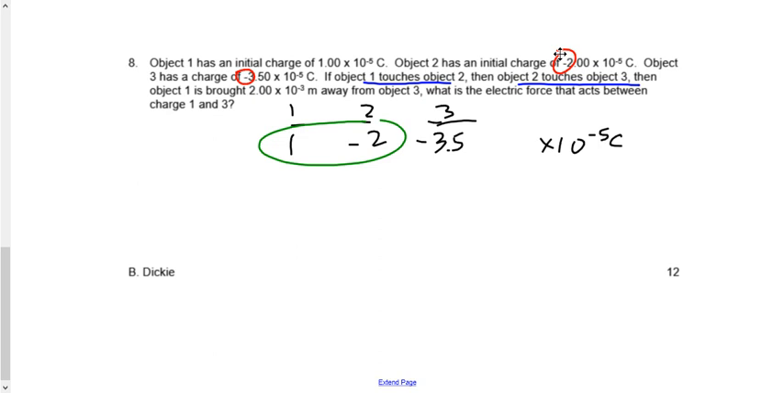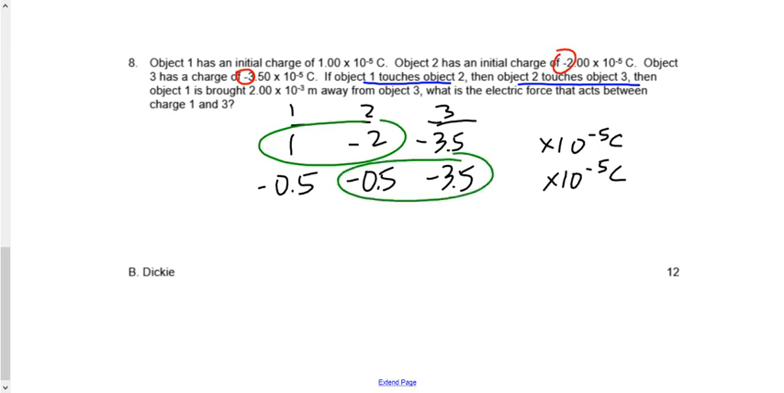So this is what we do. We circle 1 and 2 because they touch each other, and then we figure out what they become. 1 and negative 2 gives me negative 1. Divide by 2 because we balance them out. We get negative 0.5. And this one stays at negative 3.5 times 10 to the minus 5, of course. And then it says 2 touches 3. Circle those ones. That gives me negative 4 when we add those up. Divide by 2, and that gives me negative 2. And this one is 0.5 times 10 to the minus 5.